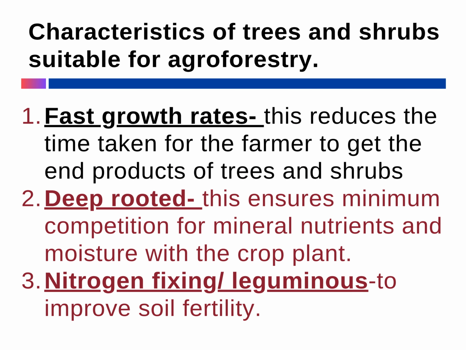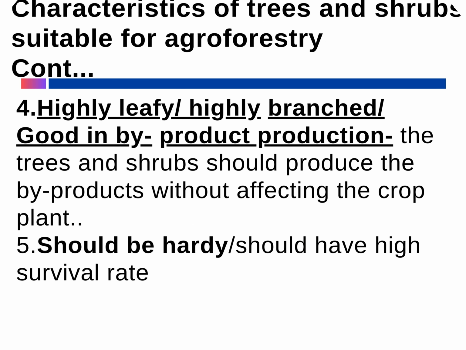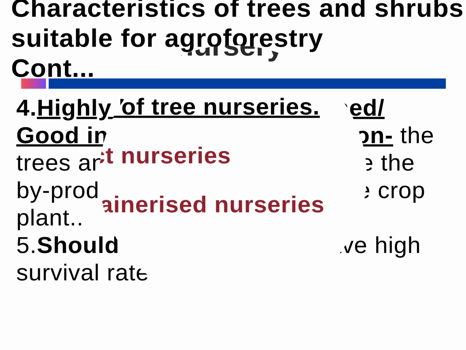Characteristics of trees and shrubs suitable for agroforestry. 1. Fast growth rates. This reduces the time taken for the farmer to get the end products of trees and shrubs. 2. Deep-rooted. This ensures minimum competition for mineral nutrients and moisture with the crop plant. 3. Nitrogen fixing, leguminous to improve soil fertility. 4. Highly leafy, highly branched, good in byproduct production. The trees and shrubs should produce the byproducts without affecting the crop plant. 5. Should be hardy, should have high survival rate.